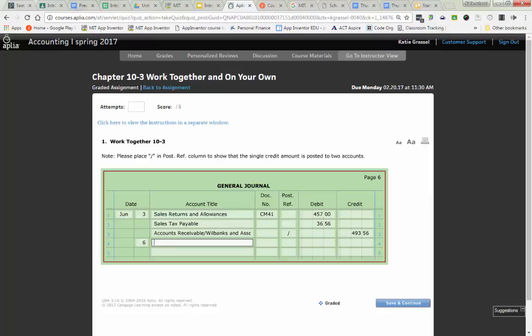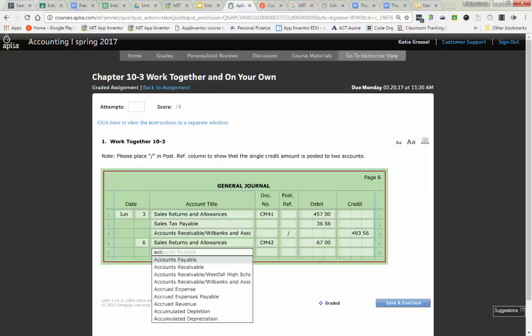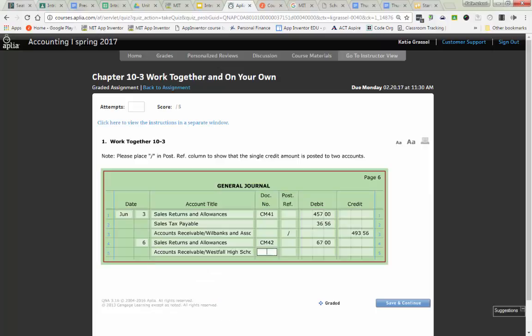I'm going to start with my sales returns and allowances. Source document is going to be CM42. I'm going to put in the value of the product that's returned, which is $67. Because originally, accounts receivable, Westfall High School did not need to pay sales tax, I don't have to put the amount of sales tax that's returned, so I just put $67 there.